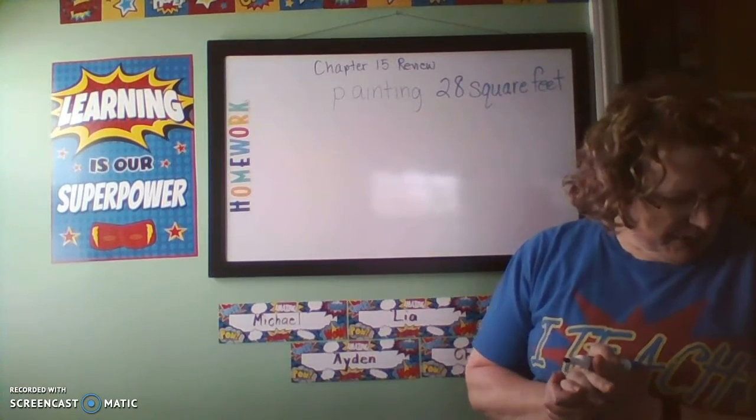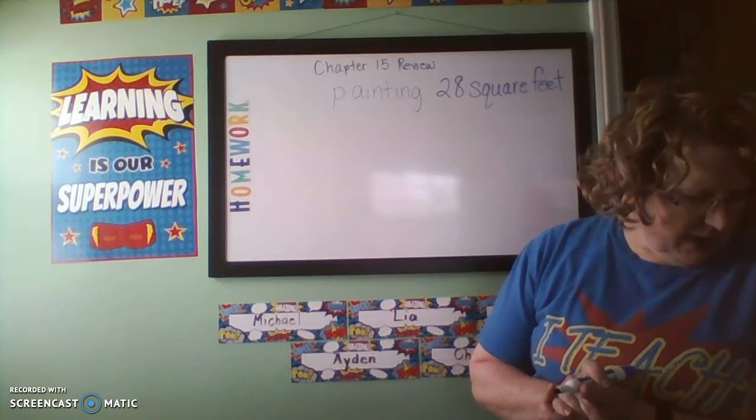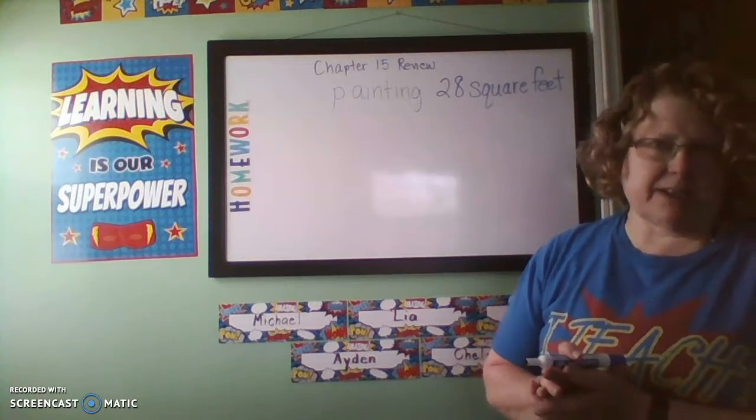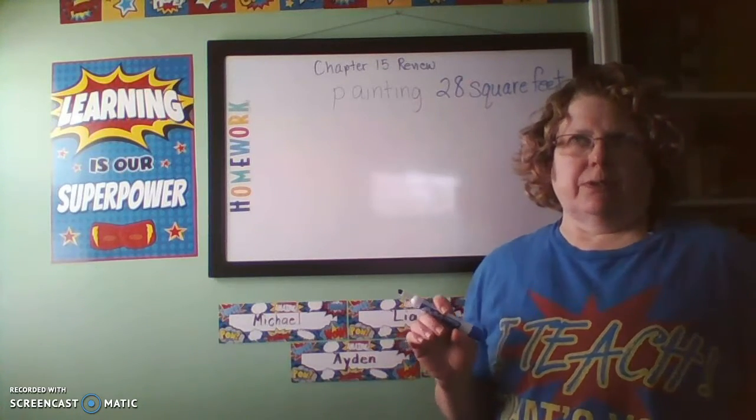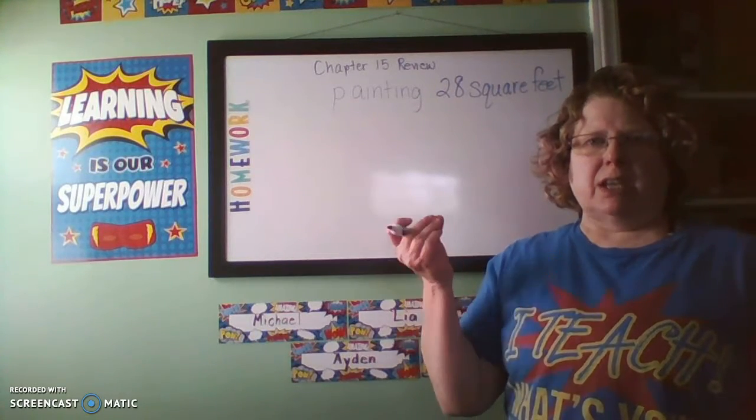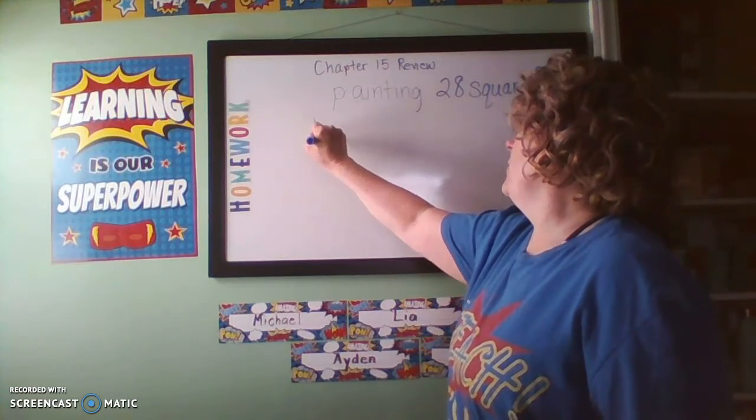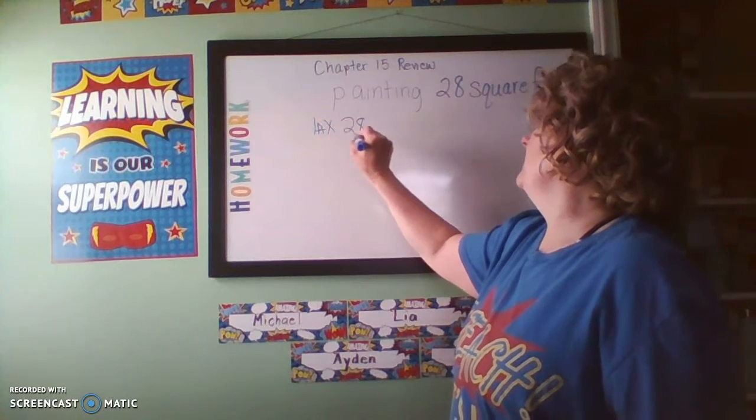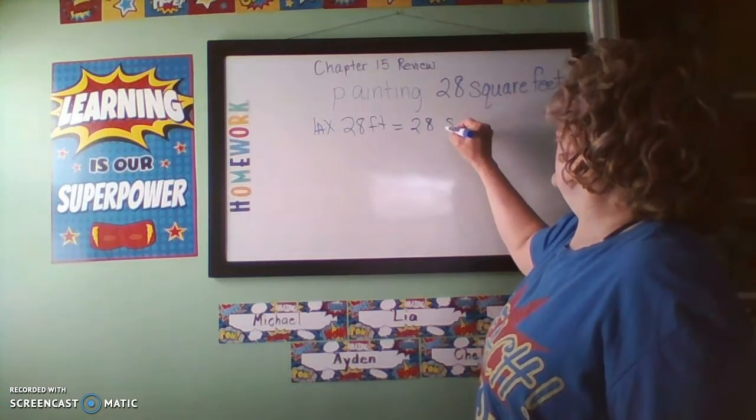Okay, so now, number 21 and 22 tells us that they have a painting that is 28 square feet. And they want to know how many different sizes could that be. So what you need to do is you need to figure out how many multiplication problems you can do where the product is 28. So I would start with 1. I could do 1 by 28. So 1 foot by 28 feet. And that would give me 28 square feet.